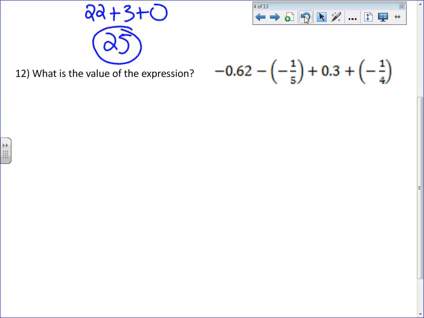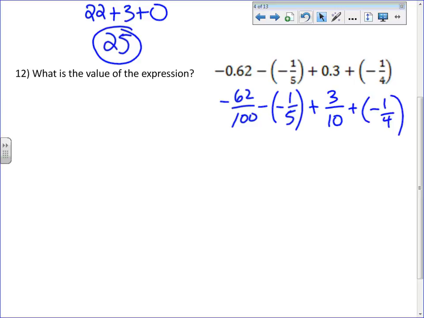So negative 0.62, I have to pick up my place value. Tenths, hundredths. So this says 62 hundredths. So that would be negative 62 over 100 minus negative 1 over 5, that's 20 over 100, plus 0.3, that's 3 tenths, and then plus negative 1 over 4. So there's a lot of addition and subtraction, so I'm just going to go left to right. We're going to do 2 numbers at a time. Just keep going left to right. You'll see what I mean in a second.